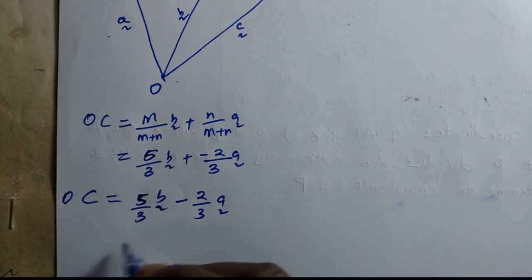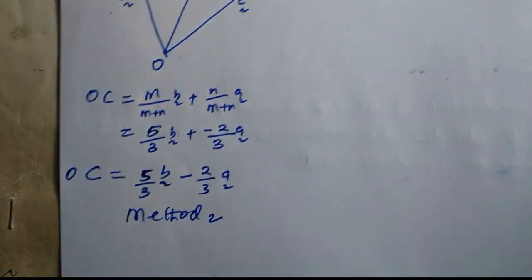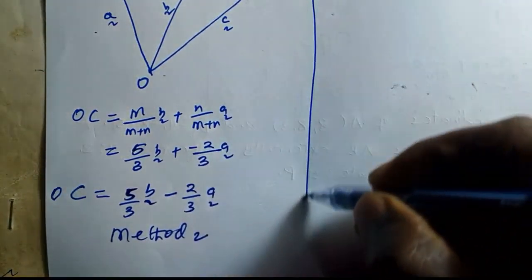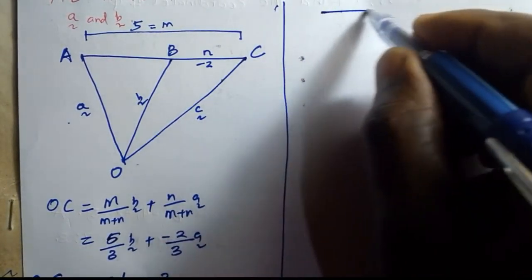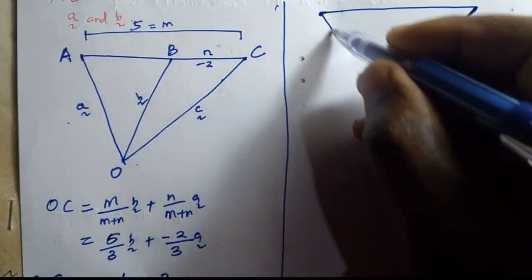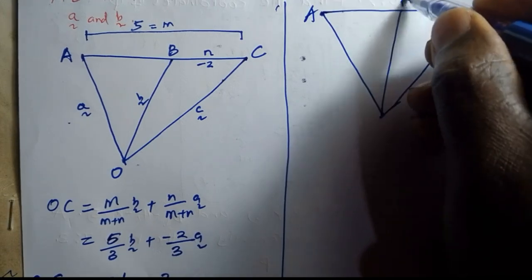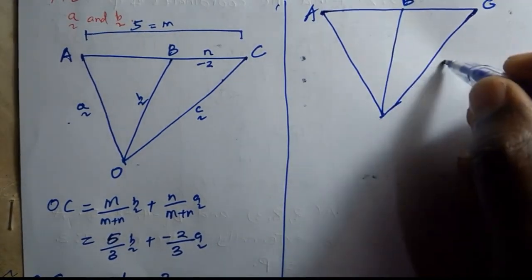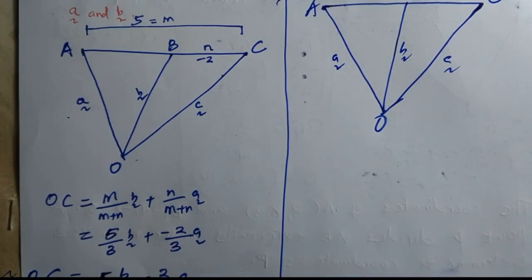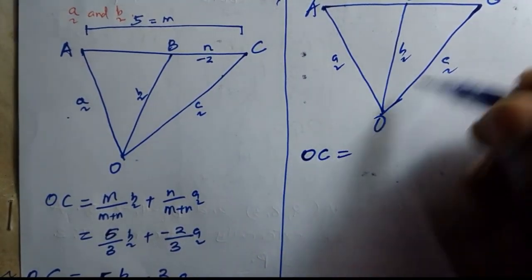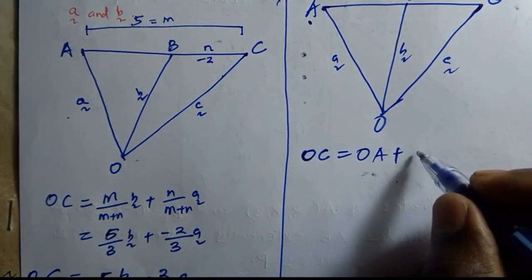Let me use a different method, maybe the one you are used to. We have A, B, C, here C, B, A, O. So we know that OC is equal to OA plus AC.